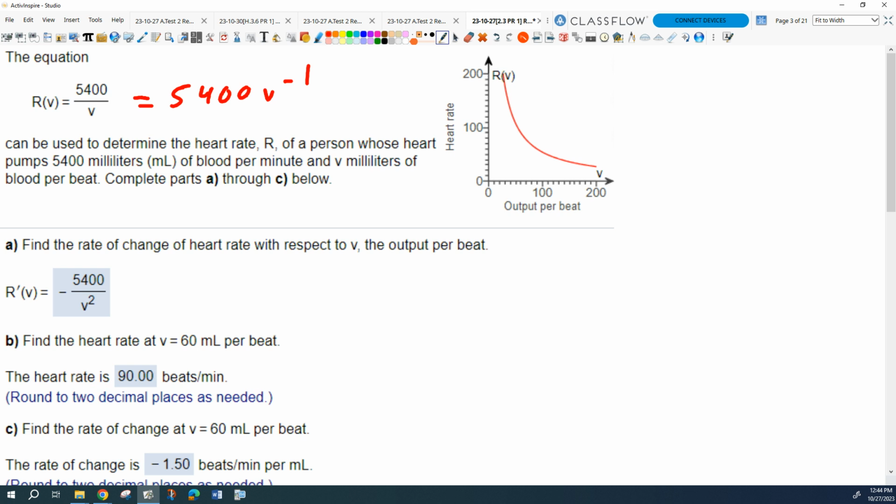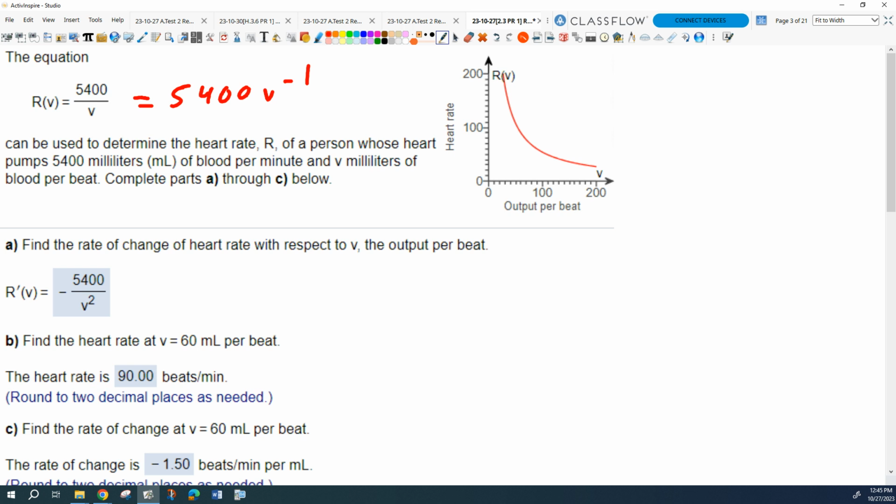Yeah. And now we apply the power rule. We dump that -1 out front. We get negative 5,400 v to the -2, which just becomes that, doesn't it? Right. So there's our derivative. Okay. So then how are we going to interpret this? Let's do a couple things. Find the heart rate at v equals 60 milliliters per beat.